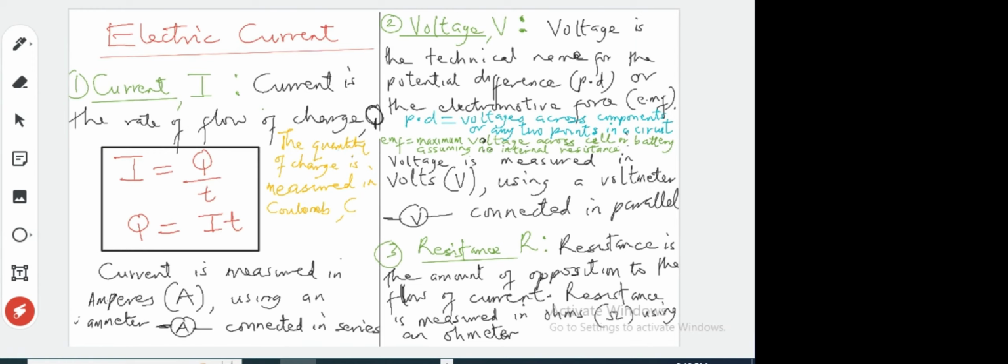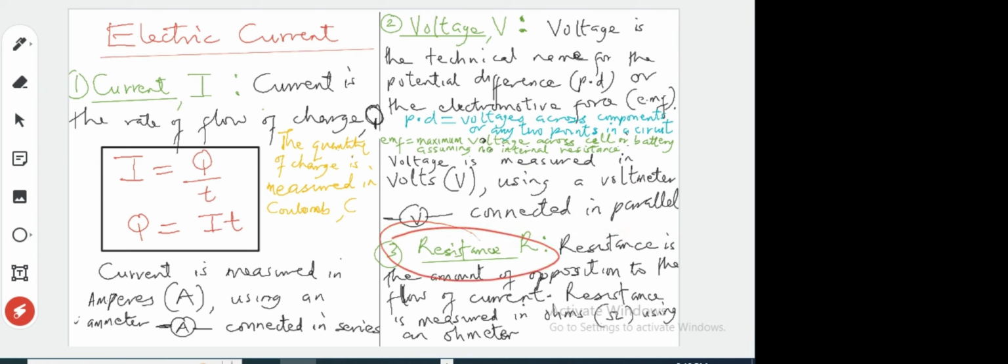I need to talk about resistance, first of all. We've talked about current. I've talked about voltage. By the way, voltage is the technical name for potential difference or electromotive force. I will explain all that in detail. We measure voltage using an instrument called a voltmeter. And the voltmeter is always connected in parallel. Voltage is measured in volts using a voltmeter connected in parallel.